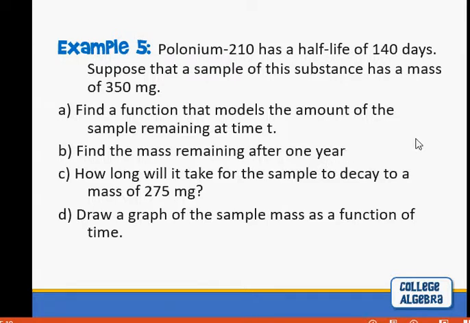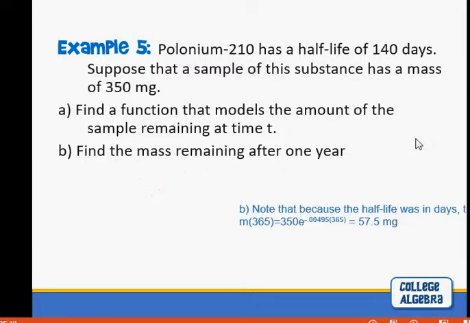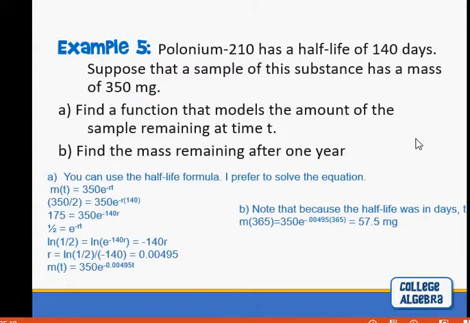Part C, how long will it take for the sample to decay to a mass of 275 milligrams? That'll require us to solve an exponential equation, and then we'll look at a picture of the graph. Let's see, that popped up in the wrong order there, but let's read through the solution that I have here.